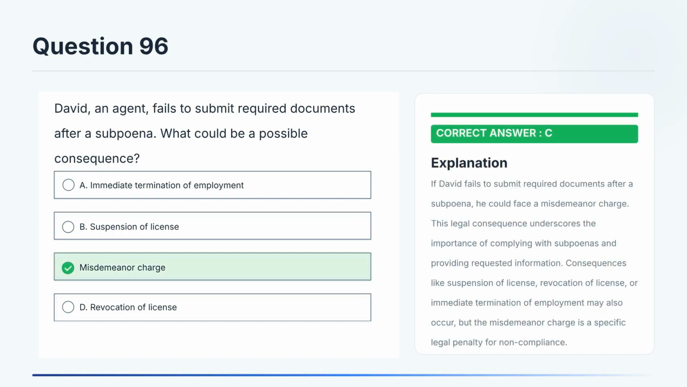The correct choice is C, misdemeanor charge. If David fails to submit required documents after a subpoena, he could face a misdemeanor charge. This legal consequence underscores the importance of complying with subpoenas and providing requested information. Consequences like suspension of license, revocation of license, or immediate termination of employment may also occur, but the misdemeanor charge is a specific legal penalty for noncompliance.